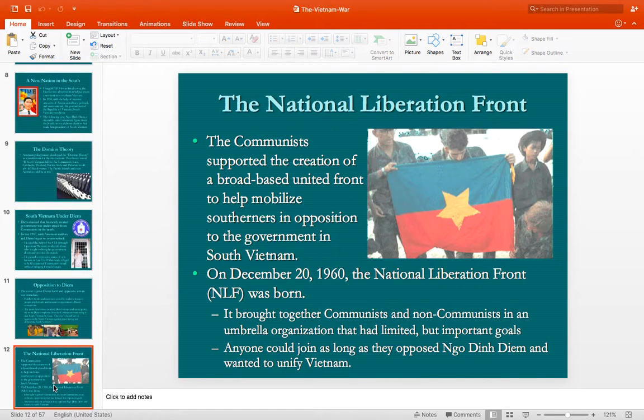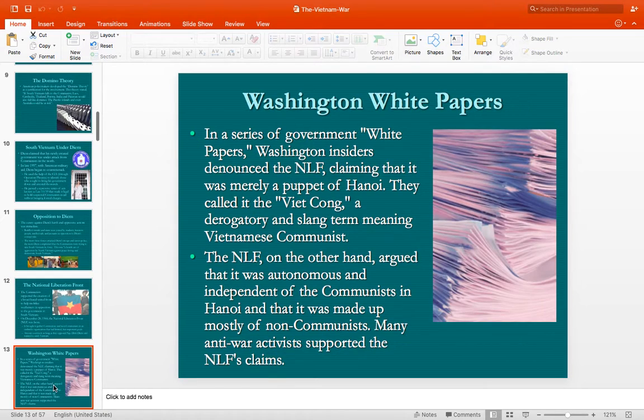The communists supported the creation of a broad-based united front to help mobilize Southerners in opposition to the government in South Vietnam. This was known as the National Liberation Front, or the NLF. And this is a group that formed in the South in opposition to Diem, and they wanted a national, unified Vietnam, and they wanted him to go.